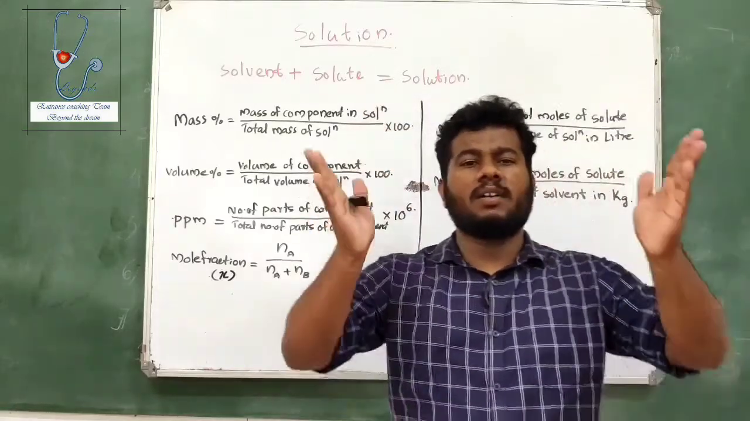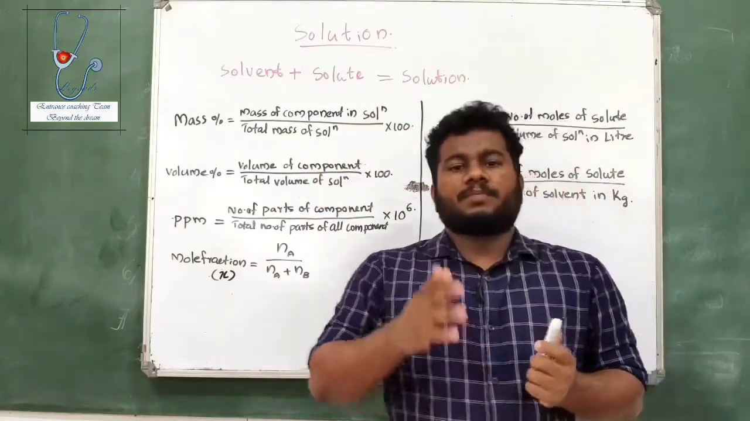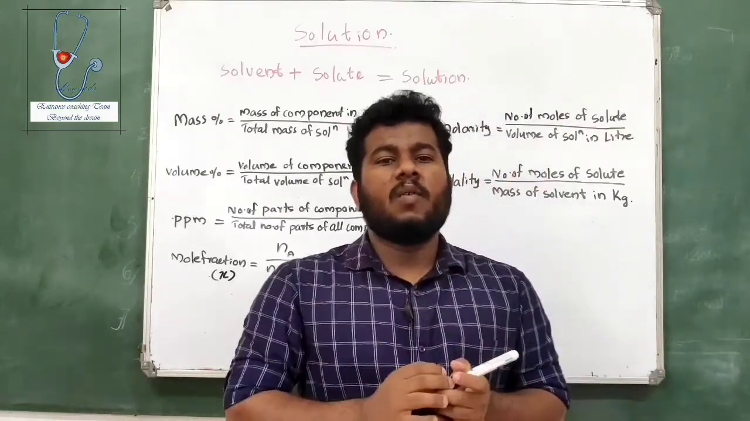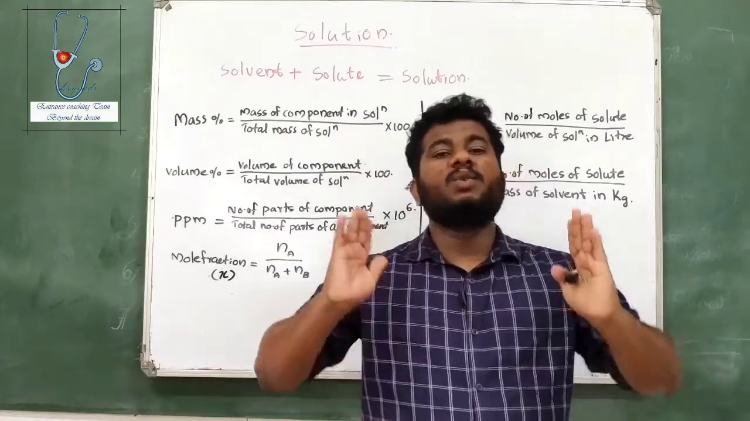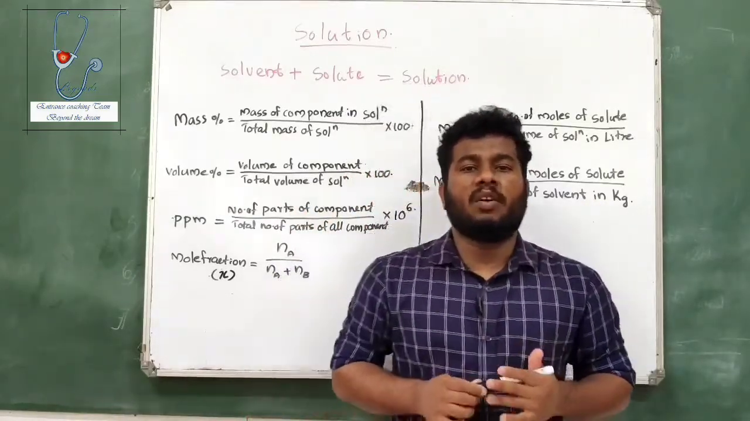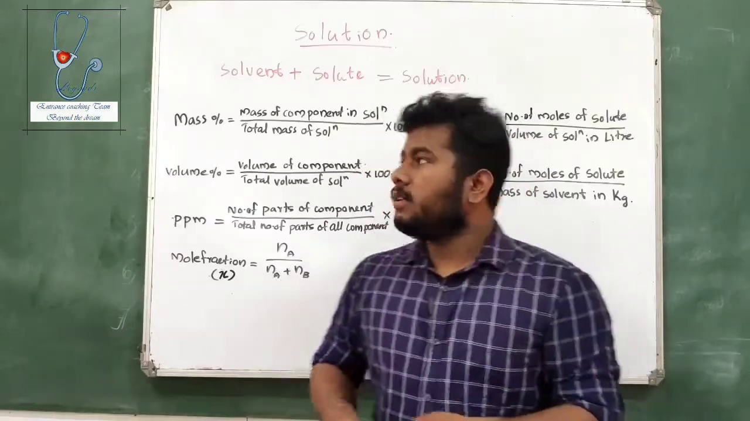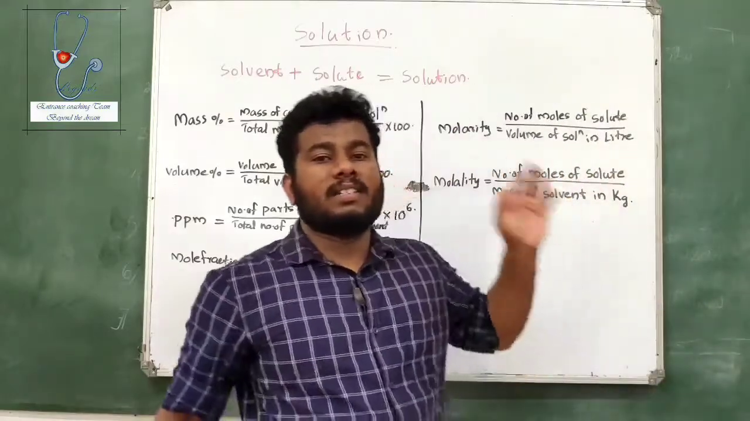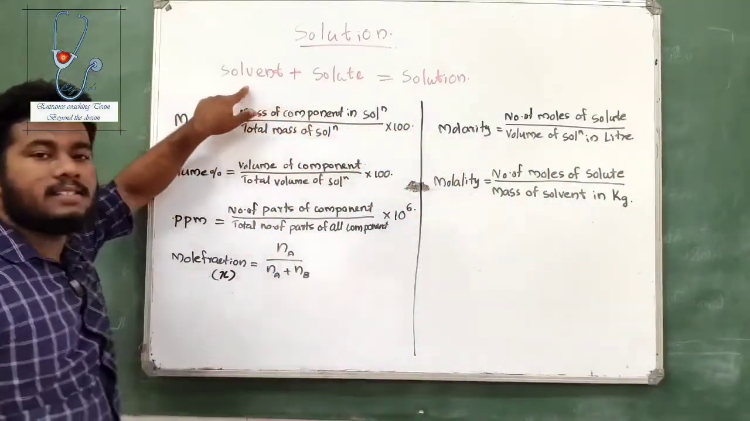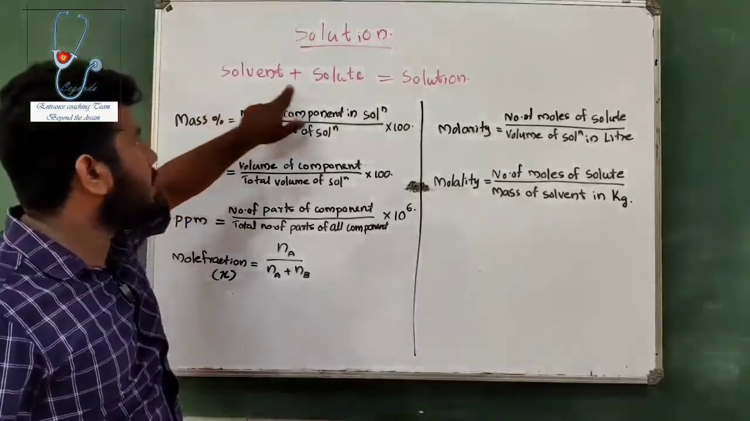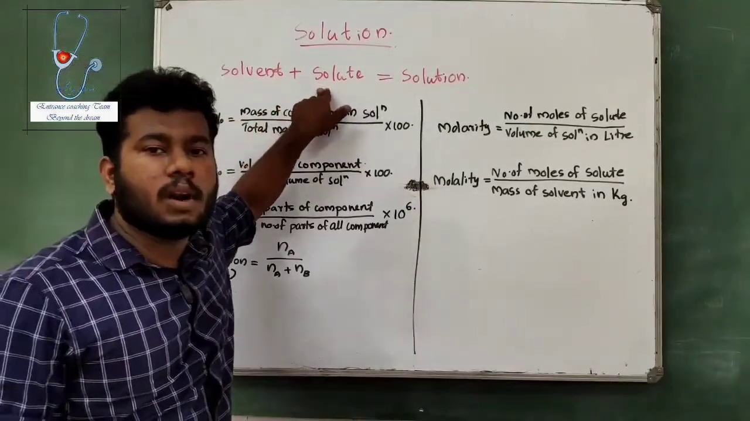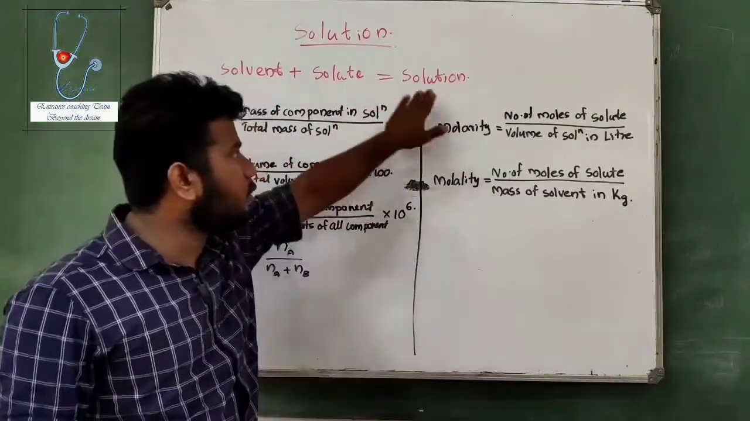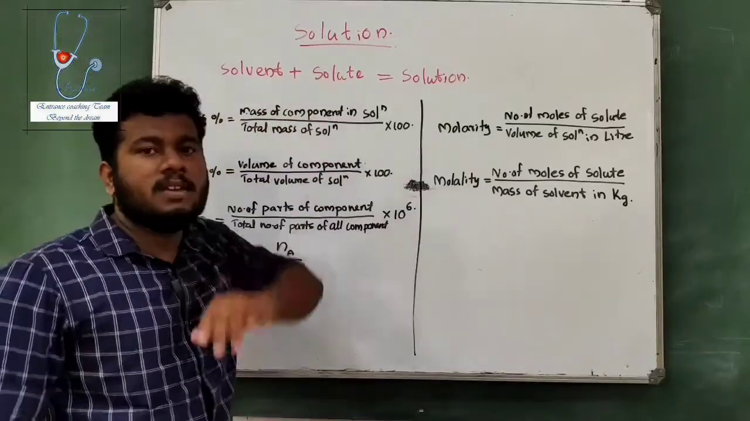You all know that you have learned this chapter. So tell me, what is a solution? A simple question. A solution is a homogeneous mixture of two or more components. The first component we call solvent, and the second component we call solute. The component present in largest quantity is called solvent, and the component present in small quantity is known as solute. These two, solvent and solute, compose a solution, or solution is composed of solvent plus solute.